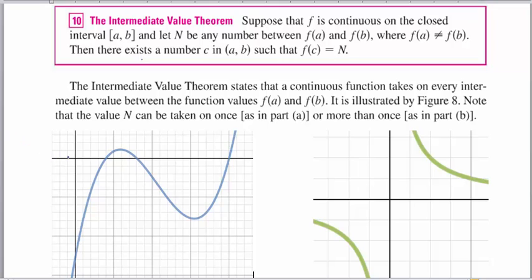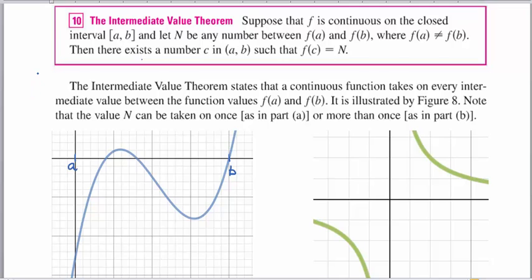So let's take this point here, 0, let's say, to be a, and this point over here to be b. So there's my closed interval from a to b, and it's clearly continuous on that closed interval because I can draw the graph from there to there without having to pick up my pen. Okay, so it's continuous on the closed interval from a to b, and now they're saying let n be any number between f of a and f of b.